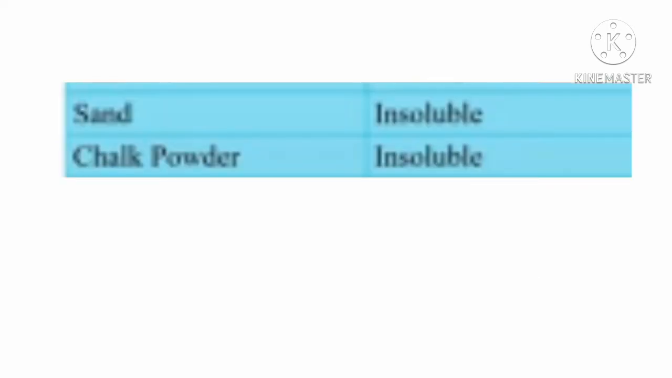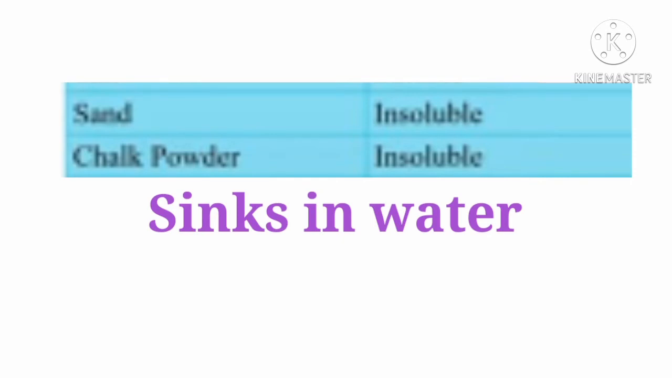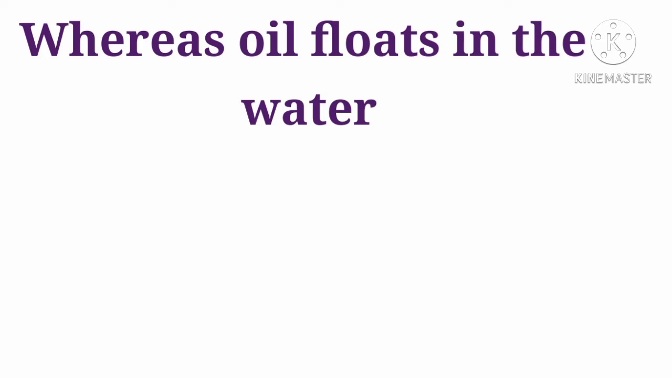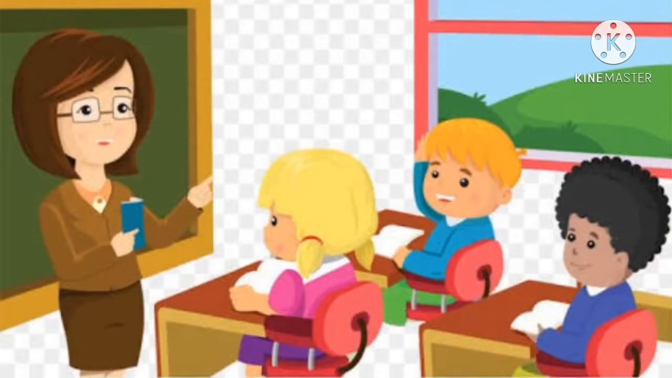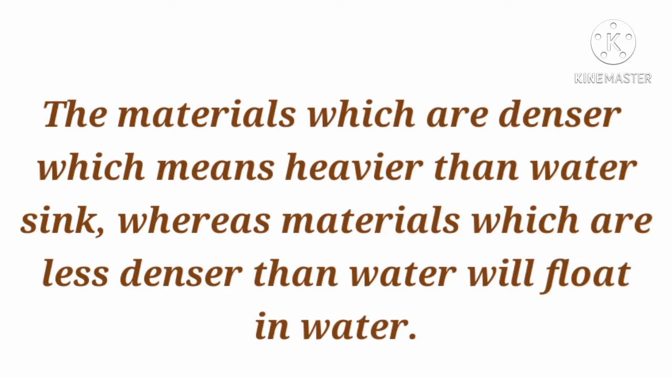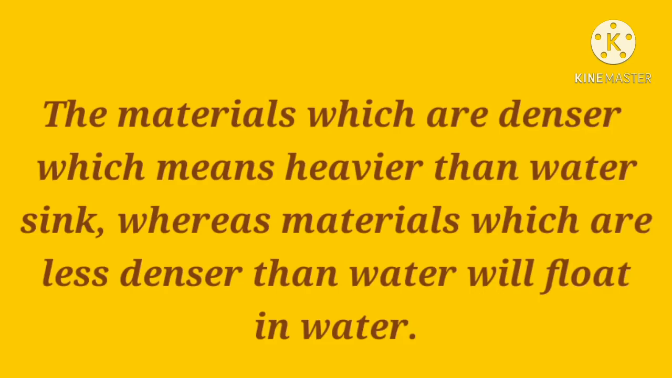Sand and chalk powder sink in water, whereas oil floats in the water. Children, the materials which are denser than water sink. Dense means heavy. So, the materials which are denser, which means heavier than water, sink, whereas materials which are less dense than water will float in water.